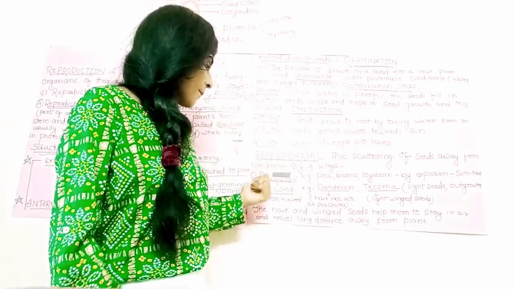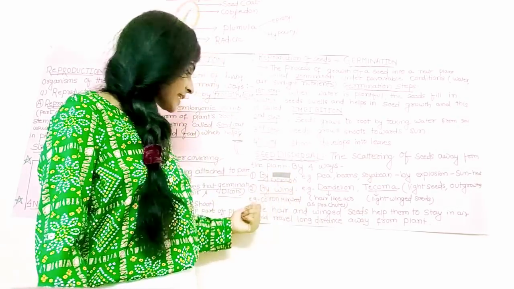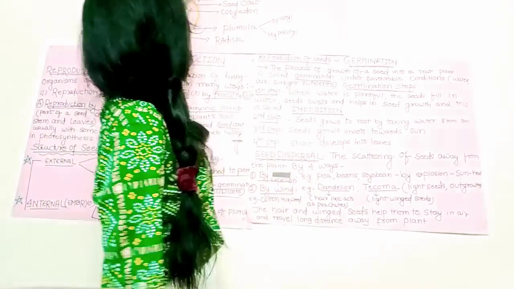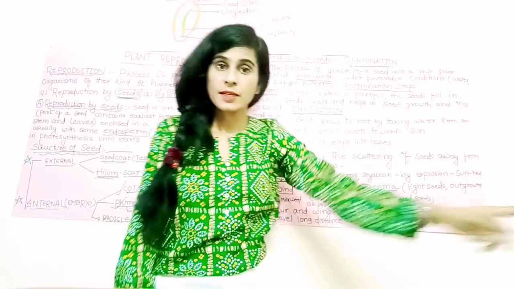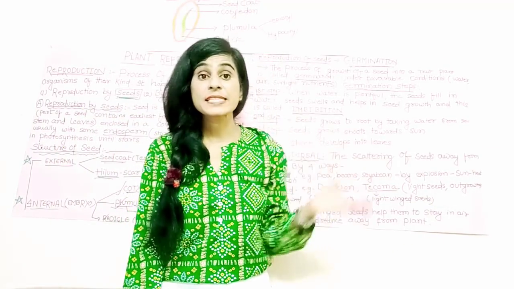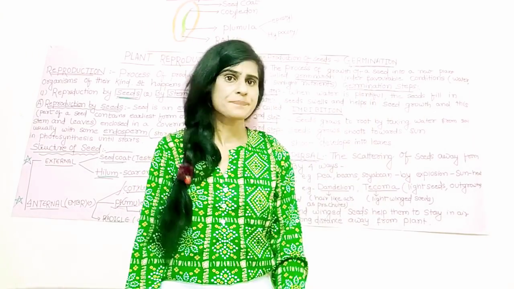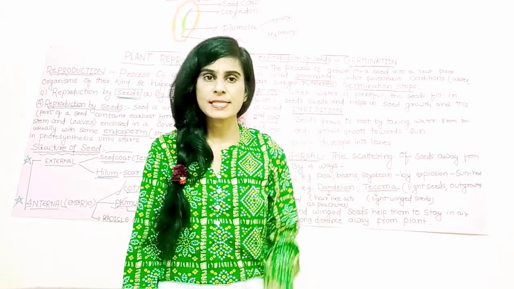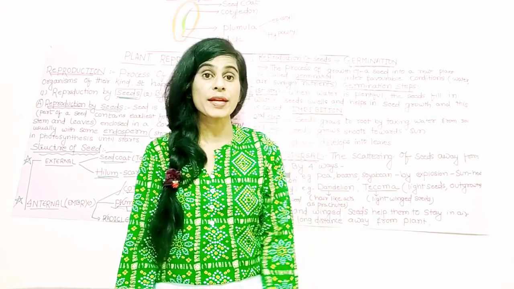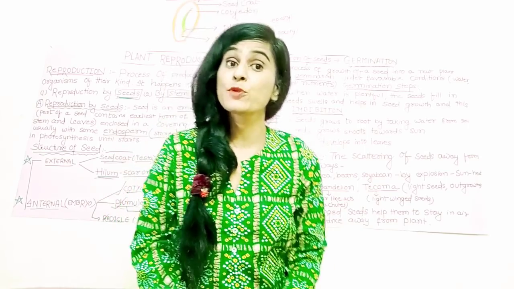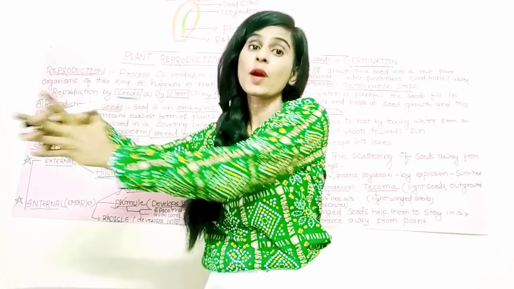So first, dispersal by explosion, second by wind, and the third one is by water. Next, dispersion of the seeds by water. How does water help in seed dispersal? You all know about lotus. You all know about coconut. Yes, they reproduce by dispersion through water.